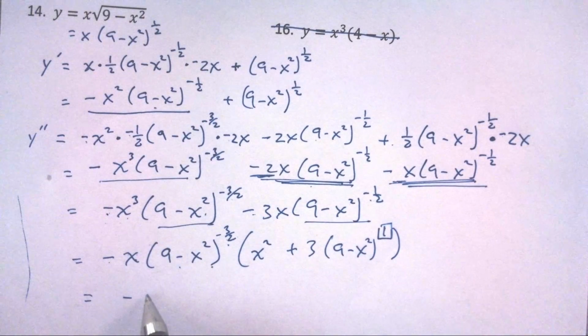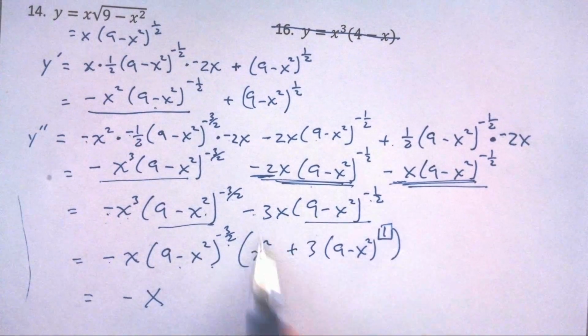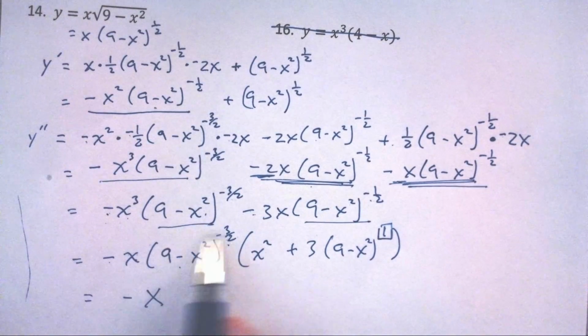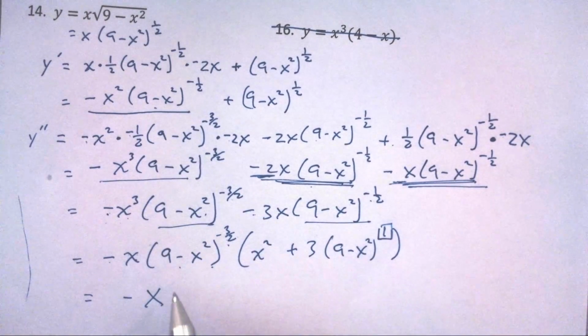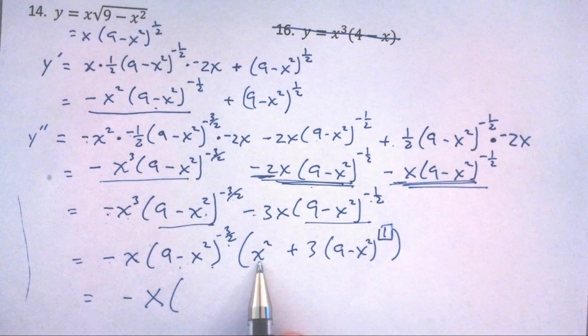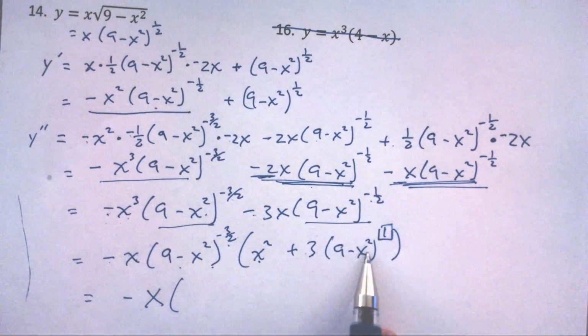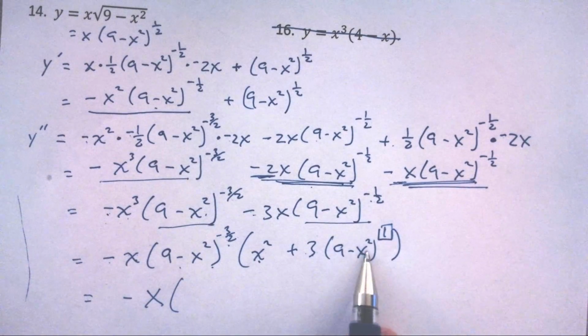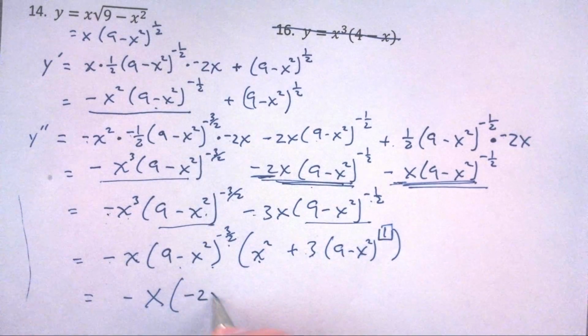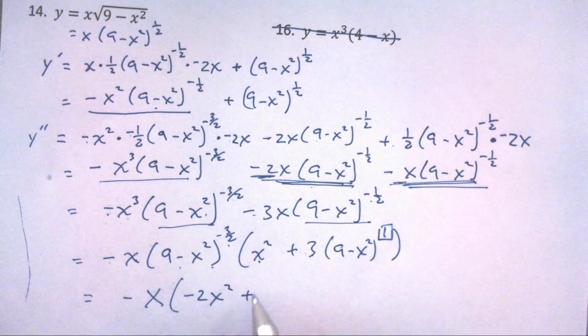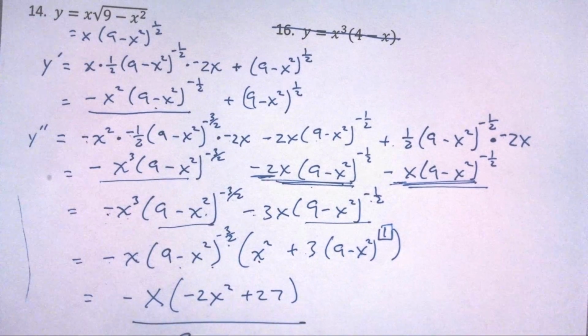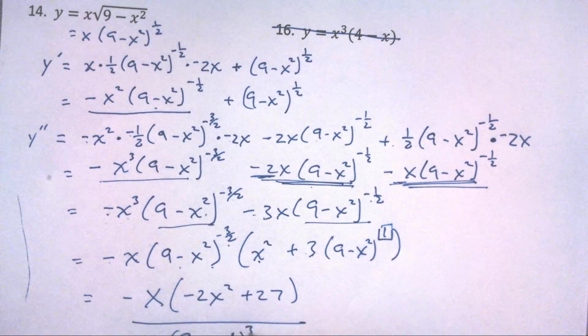Equals negative x. I'm going to put this second. And I'm going to put this in the denominator in just a moment here. But I'm going to put this second. Here I've got x squared. I'm going to have minus 3x squareds here. Minus 3x squareds and a plus x squared. Minus 2x squareds. I get a plus 27 as well. And all of that is on 9 minus x squared to the 3/2.